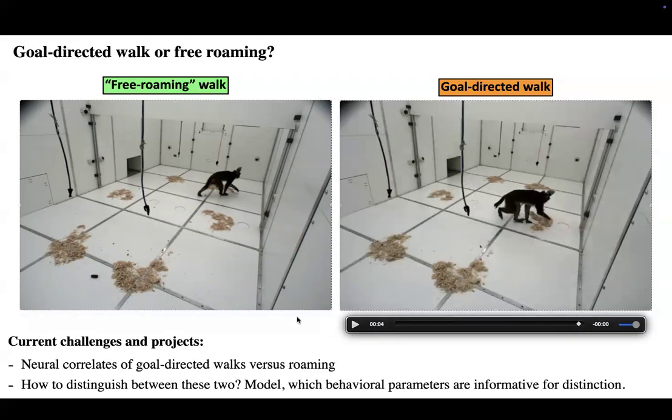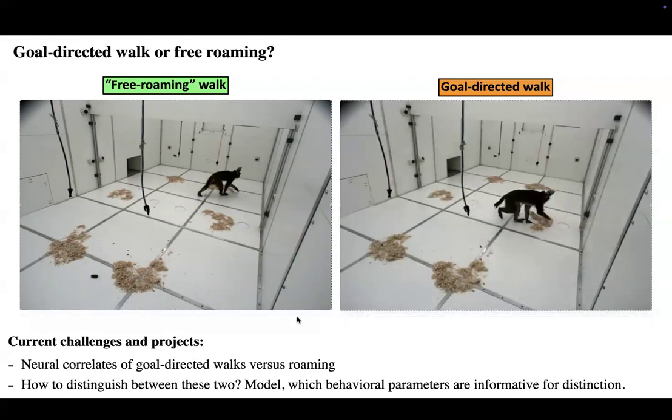That leads to a different type of challenge: how can we distinguish between free roaming and strolling versus goal-directed behaviors? What would the model look like, and which behavior parameters would be informative for this distinction? And once we manage this, then of course we're super interested in looking at the neural activity and seeing how it differentiates between goal-directed versus roaming, strolling walks.